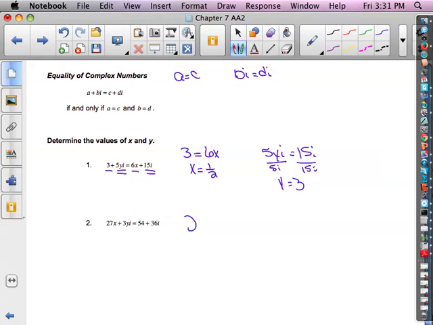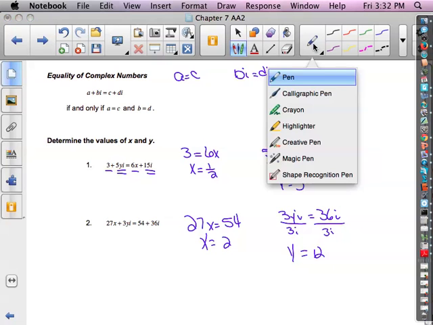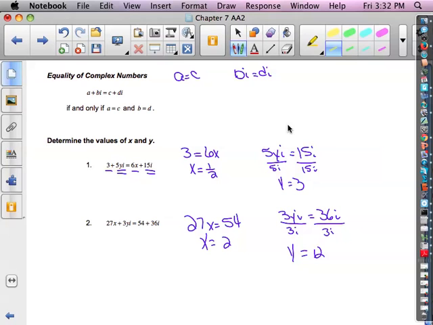Second one, again, 27x is equal to 54. So x is equal to 2. Then 3yi is equal to 36i. Divide by 3i. So y is equal to 12. So you're just taking the real parts, setting those equal to each other. Those are the real parts. And then the imaginary parts, setting those equal to each other.